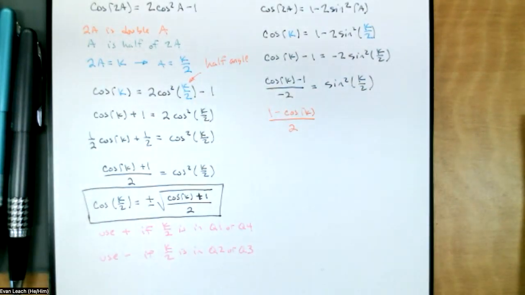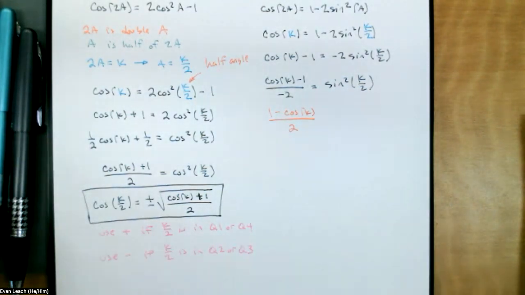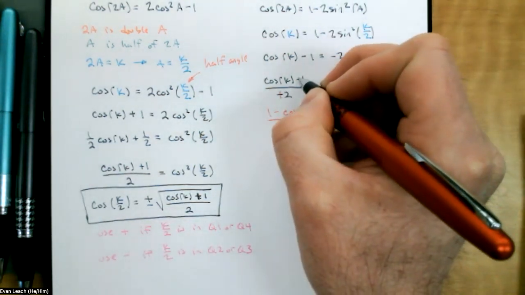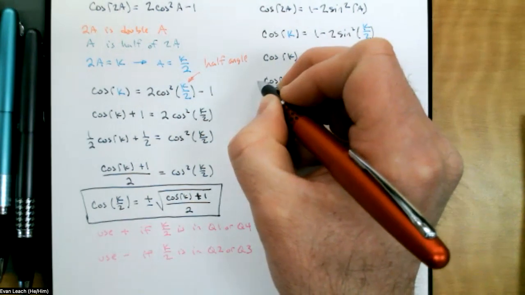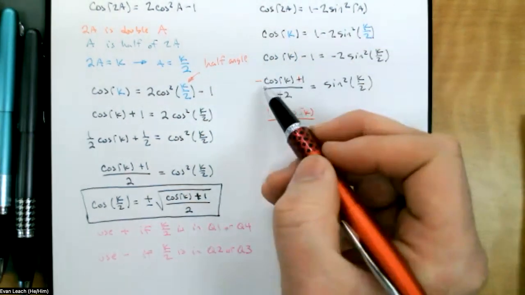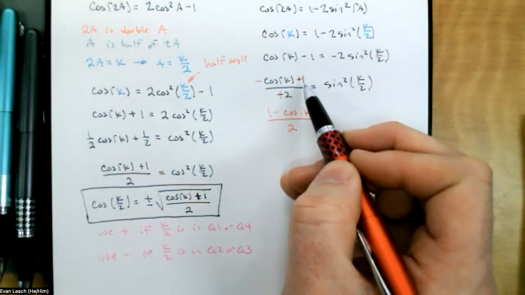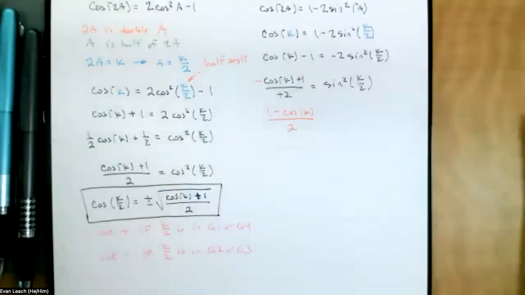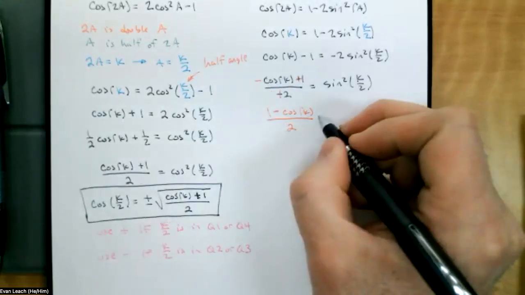Change all the signs. If I change the -2, I got to change this minus to a plus, but I also got to change this plus to a minus. And since instead of writing minus cosine of K plus 1, I'll just change the order and write 1 minus cosine of K. And we'll do it like the cool kids do it.